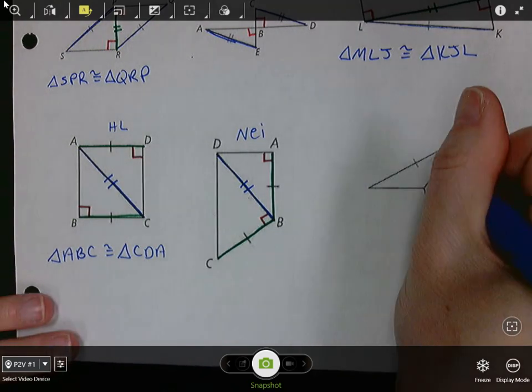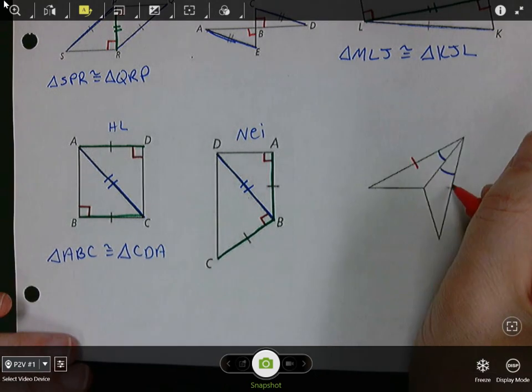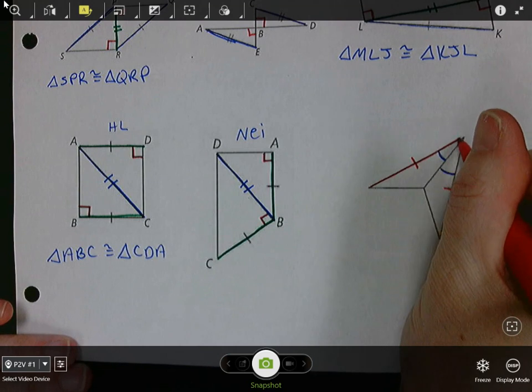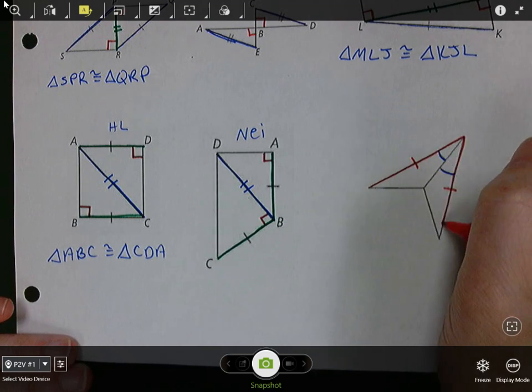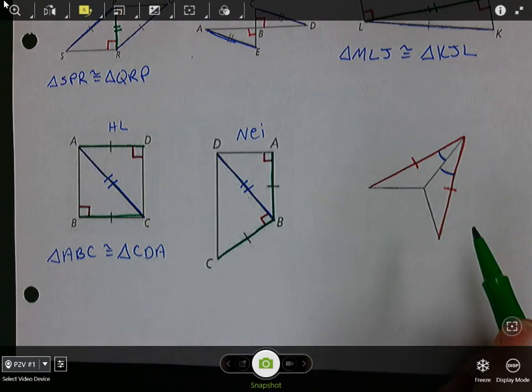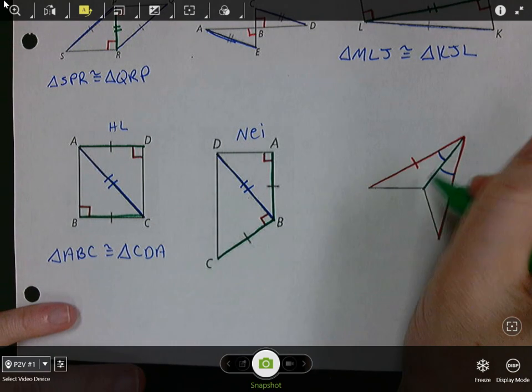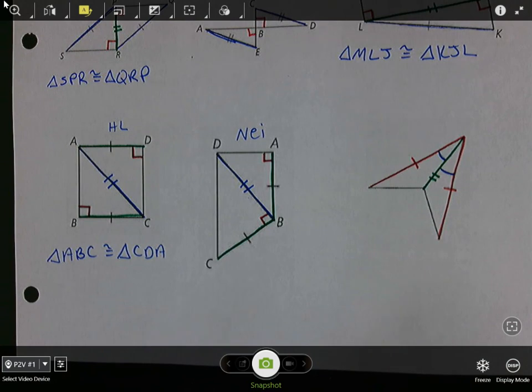Okay, the next one, you have this pair of angles marked. And you have this pair of sides marked. Is there anything else that I can mark congruent in this triangle? Bailey, would you say that there's anything else I can mark congruent? Or like the middle. Like right here? Yeah, they share that side, so I can mark it congruent. Okay, so my first question is, can I use hypotenuse leg on this? Okay, I can't use that because there's no right angle.